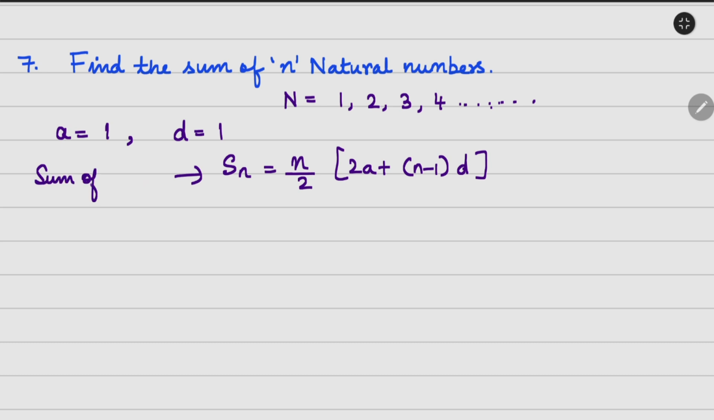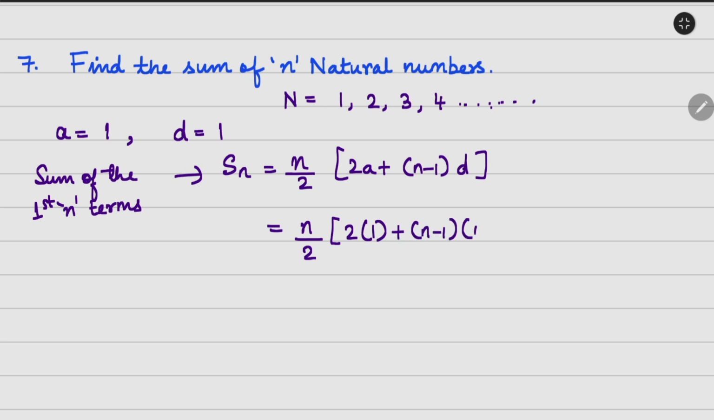Sum of the first n terms. Remember it. So this is equal to n by 2. We don't know what n is. We are just asked to find a generic expression for the sum of the first n natural numbers. N could be anything. N could be 500, n could be 223, n could be any value. So you have to find the general expression for the sum of first n natural numbers. So let's keep the n as it is. 2 into a is 2 into 1 plus n minus 1 into d, which is also 1.